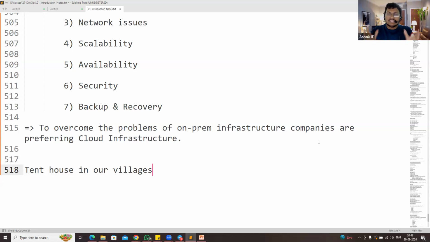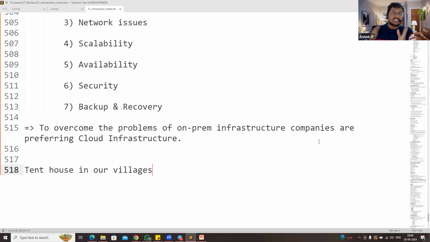Okay, so everything you need for the function, will you purchase 1,000 chairs for your function? Will you purchase 200 tables for your function? Will you purchase a generator for power supply for your function? Or will you take it for rent from the tent house? We will take it for rent. If you want to purchase 1,000 chairs, it is a lot of money.